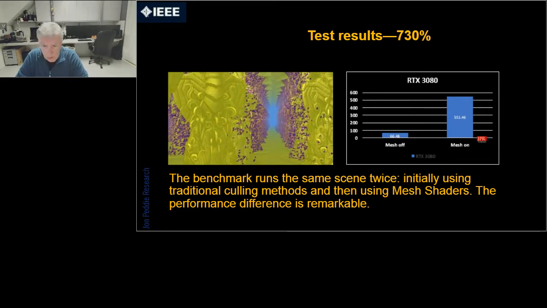And with mesh shading off and using a modern GPU from NVIDIA or AMD, we could get 66 frames a second, which is fine. You know, there's nothing wrong with that. Turning mesh shading on, and we got a 700% improvement.